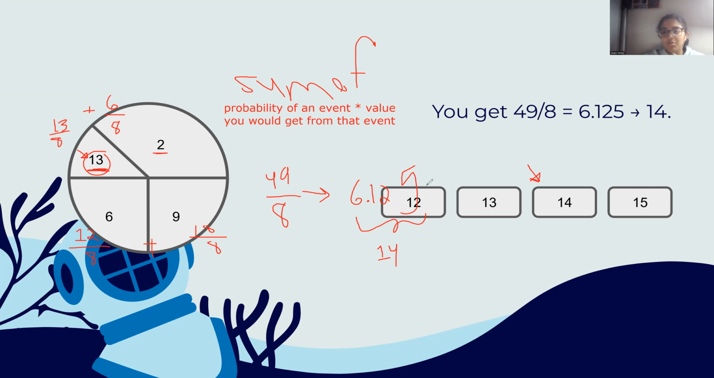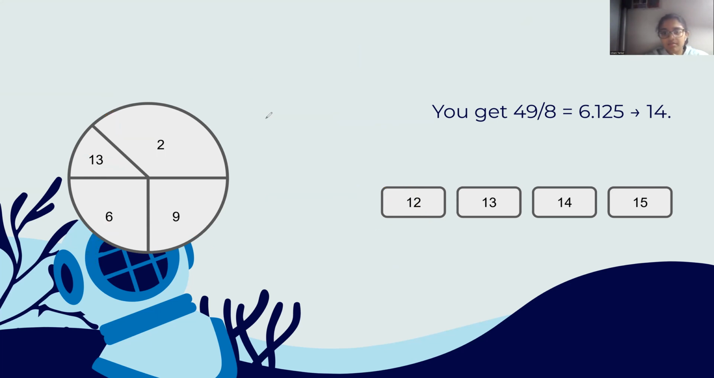Oh, well, you made so many mistakes, but you got it right. But yeah, you would multiply each of the values of the events by the probability of the event. Okay.